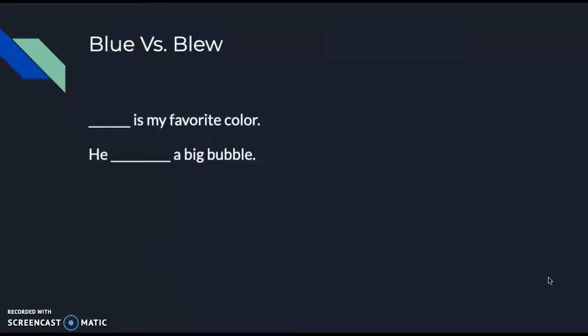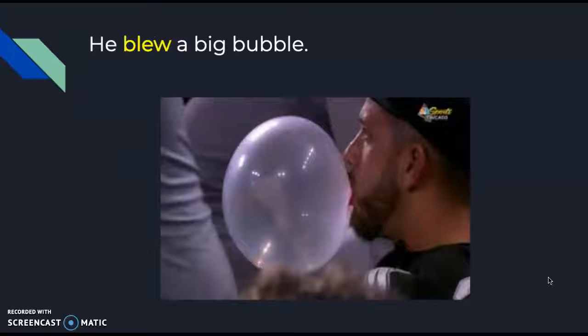Now let's look at blue versus blue. Here are the sentences. Blue is my favorite color, and he blew a big bubble. So one of these blues is the color blue, and another is an action, like to blow, or past tense of blow. Let's see. He blew a big bubble. B-L-E-W is the blue we're looking for here.